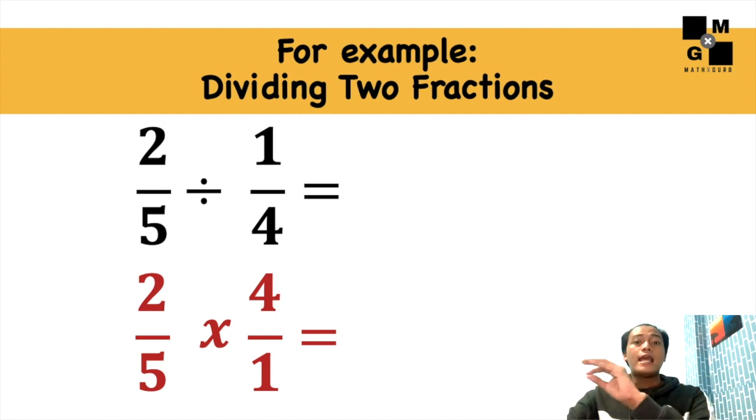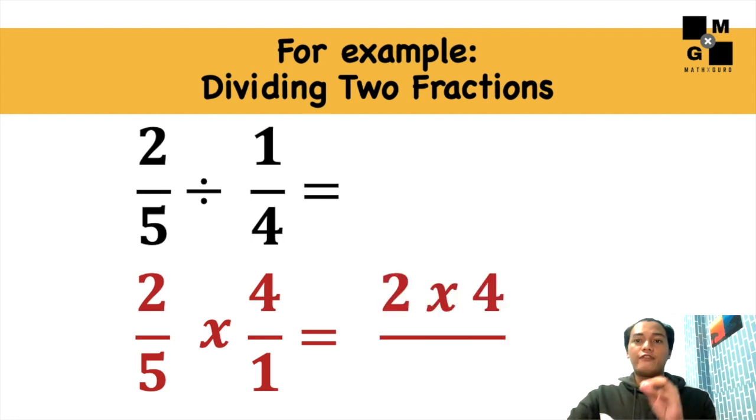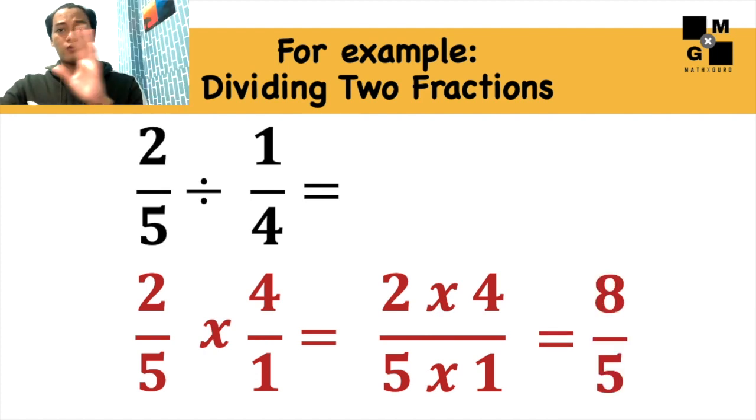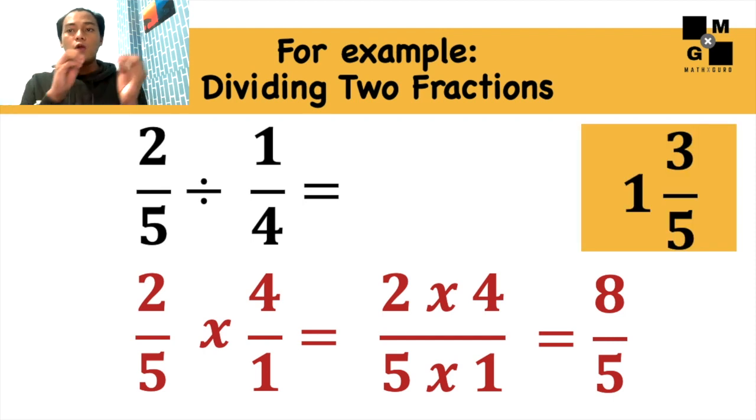So it's numerator times numerator and then denominator times denominator. So we will have 2 times 4 and 5 times 1. 2 times 4 is equal to 8 and 5 times 1 is equal to 5. So our answer is 8/5. But we can convert it into a mixed number. So our answer would be 1 and 3/5.